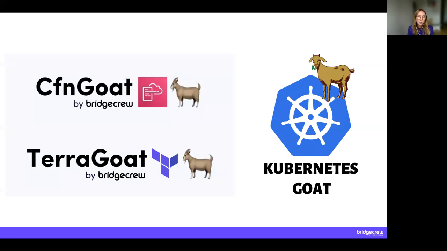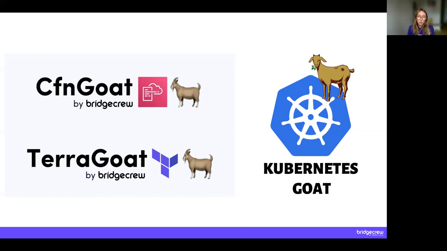The two listed here that we maintain are CloudFormation GOAT, or CFN GOAT, and TerraGoat. The former is for CloudFormation templates and the latter is for Terraform files. And Kubernetes GOAT, while we do not maintain it, is a fantastic resource to understand Helm chart and Kubernetes misconfigurations. One of the primary drivers, of course, for developing these projects is to help developers and security practitioners alike understand the risks of IaC and how to identify misconfigurations.